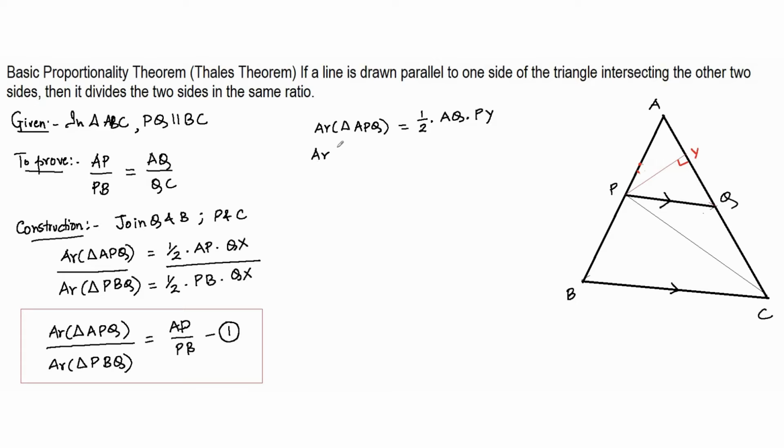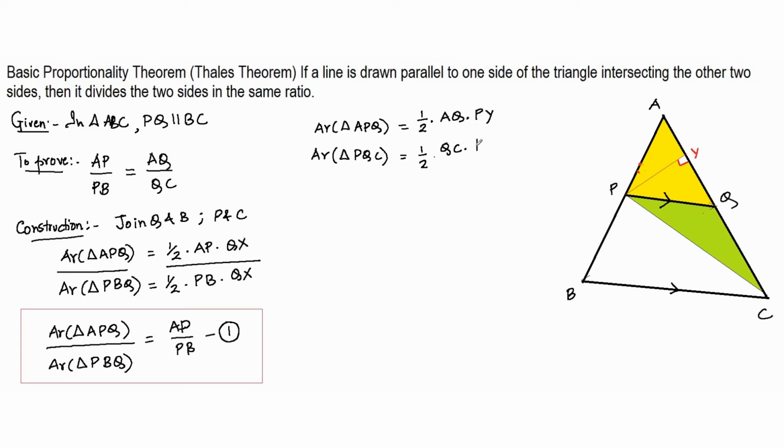And similarly, the area of triangle PQC. We are considering this triangle right now. The area of triangle PQC is going to be, again, I can consider QC as the base, so it will be half of QC multiplied by the altitude, which again remains PY because Q is the obtuse angled vertex.